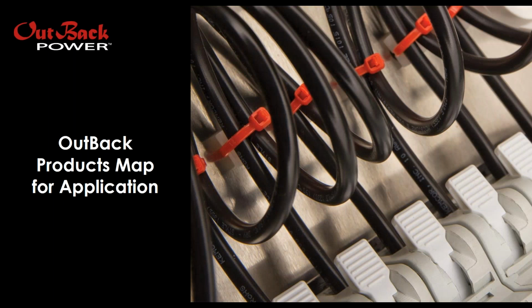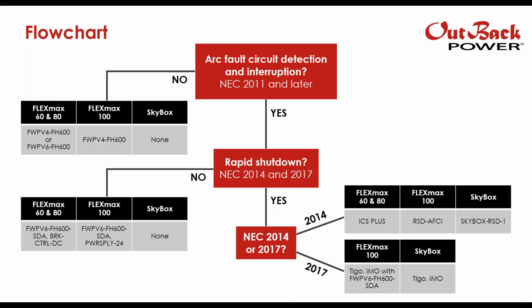All right, so now we're going to talk about the OutBack solutions. Because different areas are enforcing different code cycles, it's quickly becoming confusing what products you need for your area. So next, we're going to discuss the different options for these code cycles. This is what I included in the handout. We have this nice flow chart, which describes OutBack Power solutions for the code cycle or application that is required. So we're going to go through this map.